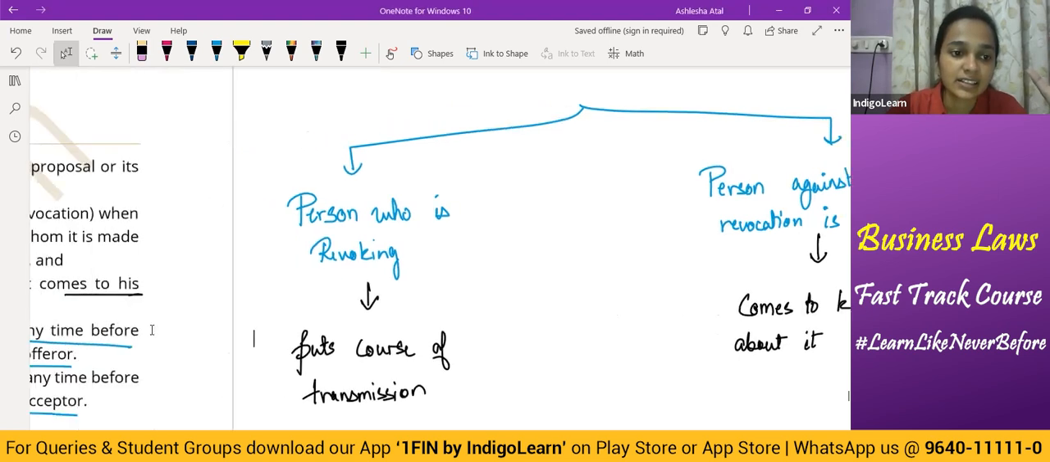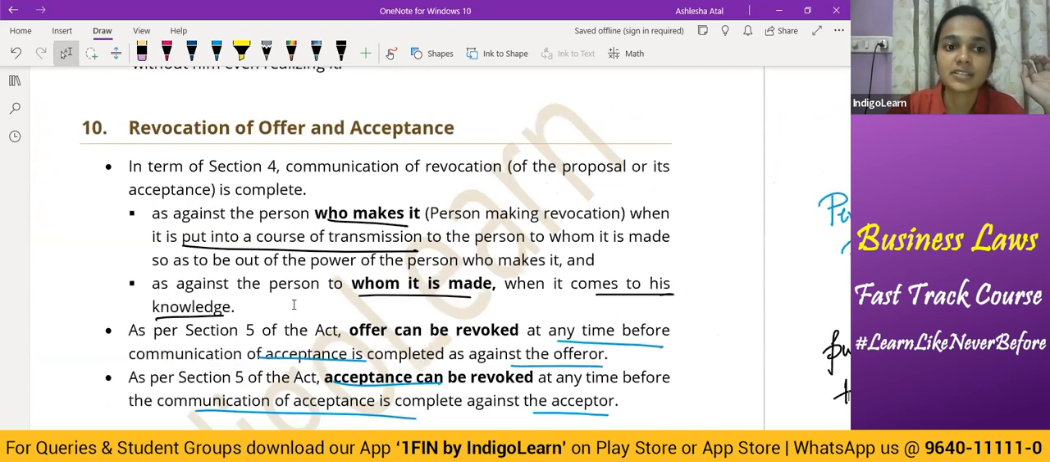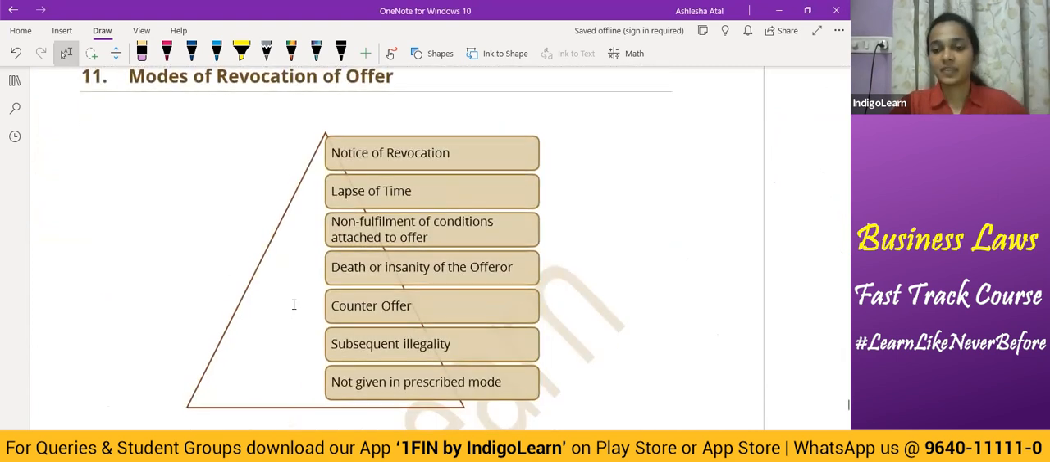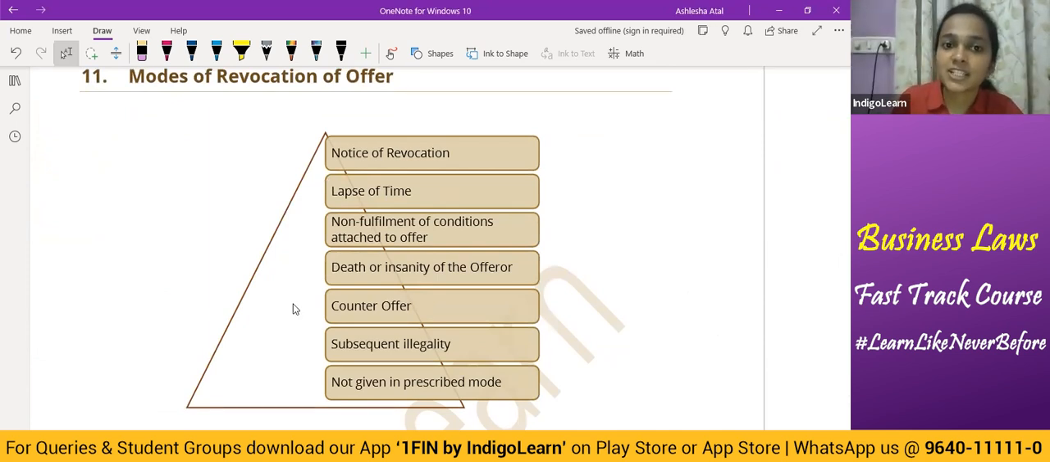Okay, I'll take 5 more minutes. There are only a few more points in this chapter. So what are the modes of revocation of offer? What are the ways in which an offer can be revoked? First, you can give a notice of revocation, basically expressly communicating that you want to revoke the offer. So by giving a notice of revocation, the offer can be revoked.